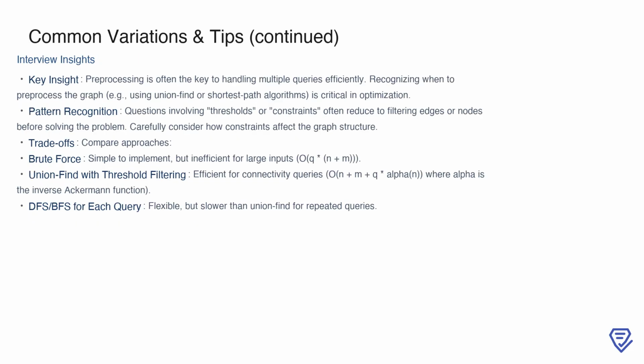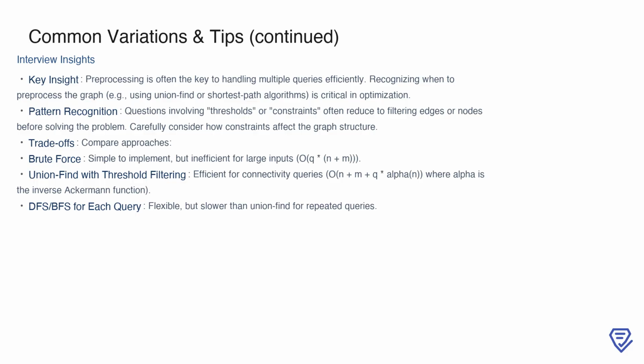In interviews, one of the key insights for solving this problem is recognizing the importance of pre-processing. Efficiently handling multiple queries often depends on preparing the graph in advance, such as using union find or shortest path algorithms. Another valuable strategy is to look for patterns. Problems involving thresholds or constraints often require filtering edges or nodes before solving the main problem. Understanding how these constraints affect the graph structure is critical.